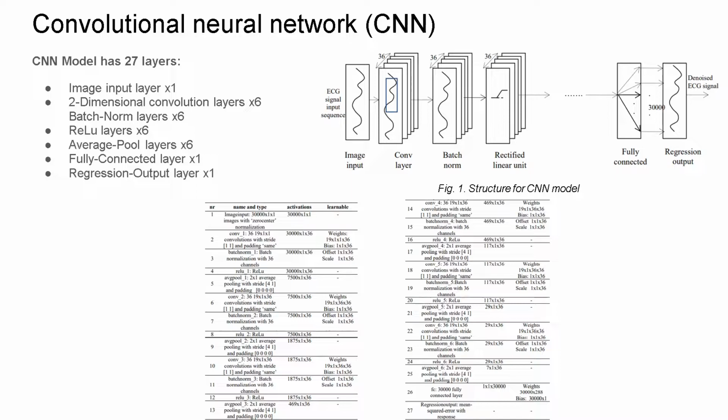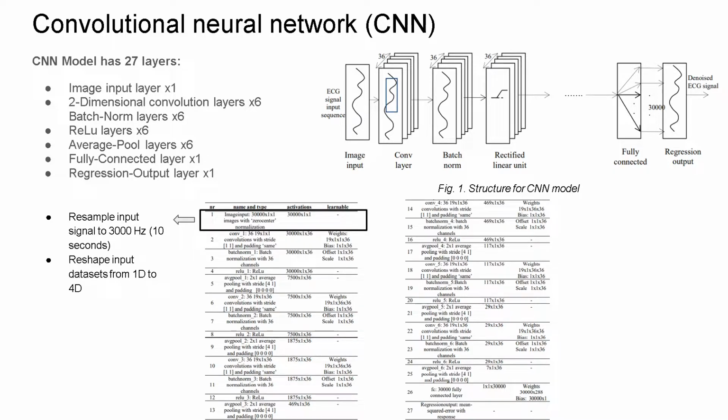It has 27 layers. The first layer is an image input layer of size 30,000 times 1 times 1 with zero center normalization. So 30,000 is the number of samples per input ECG signal, and that means we need to resample our signal to 3000 Hz with a duration of 10 seconds. We also need to reshape the dataset from 1D to 4D in order to use the image input layer.